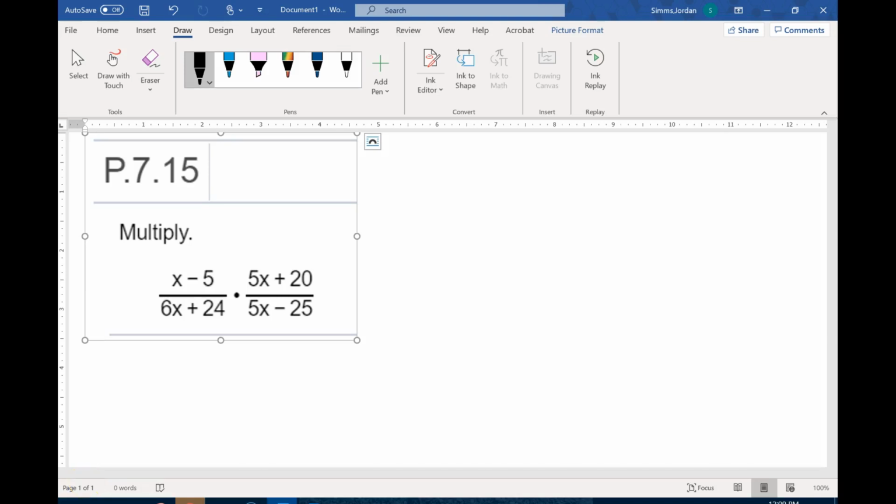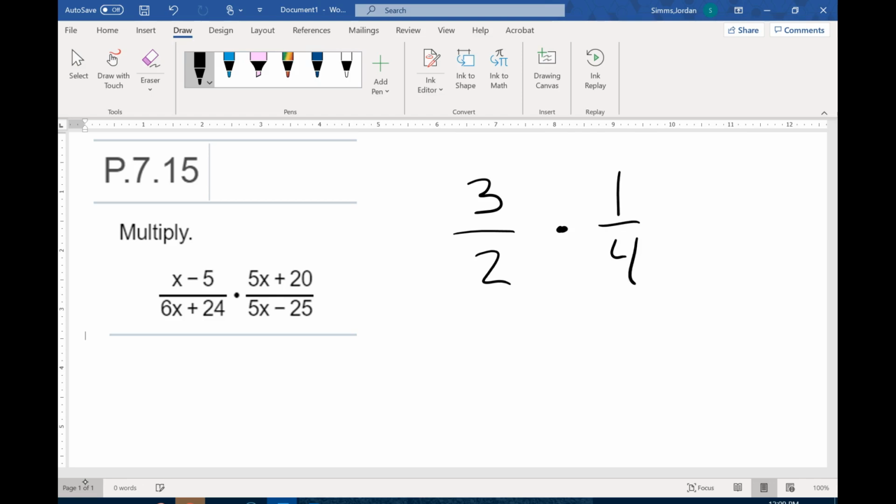Now this is no different than multiplying fractions, really. So if we just think about this in terms of fractions, if we had 3 halves times a fourth, well, what would we do? We would normally multiply the numerator, 3 times 1 is 3, multiply the denominator, which is going to be 8, and then reduce that if we can, right? That's all we're going to do here.